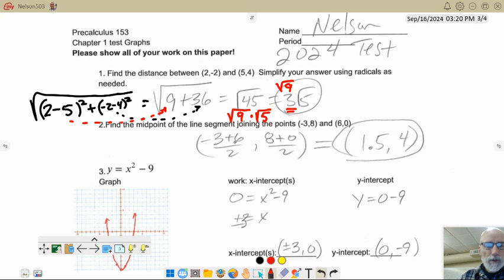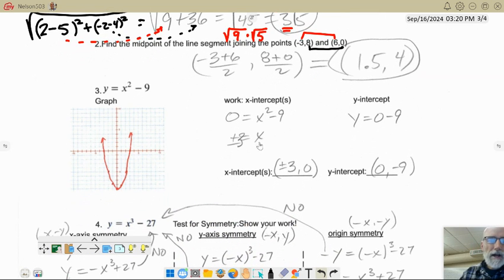The midpoint formula is you add the two x's together and divide by 2. So negative 3 plus 6, right? That's those two numbers right there divided by 2. And then we would have the y's added up, so 8 plus 0 right there divided by 2 gives us those numbers over there.